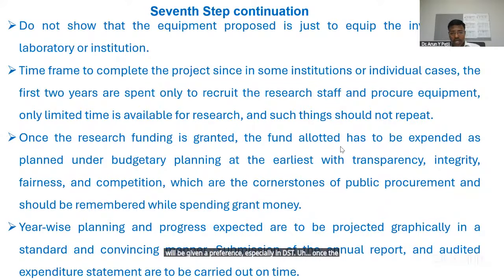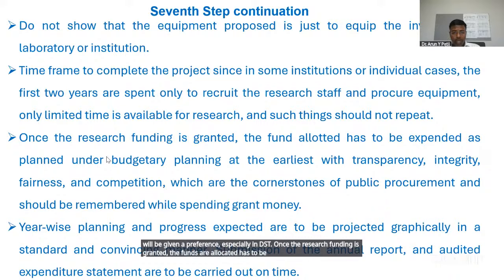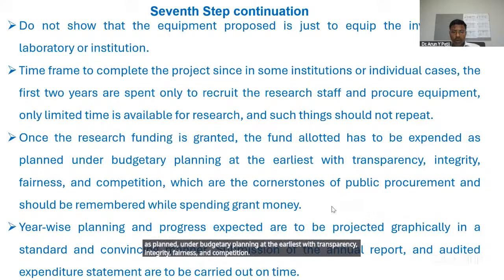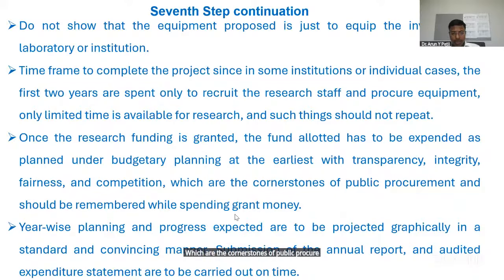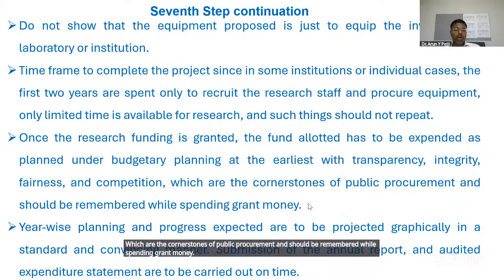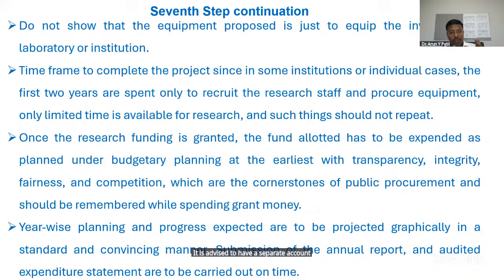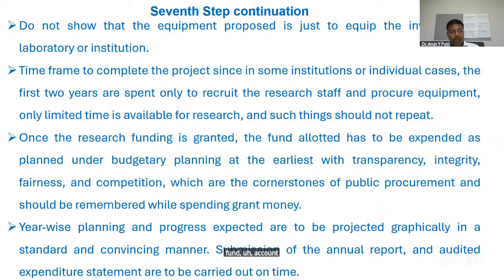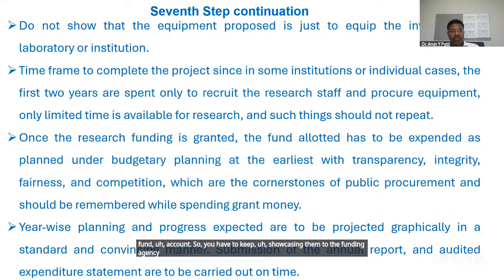Once the research funding is granted, the fund allocated has to be expended as planned under budgetary planning at the earliest, with transparency, integrity, fairness, and competition, which are the cornerstones of public procurement and should be remembered while spending grant money. It is advised to have a separate account for that and maintain it on a continuous basis. Keep a track of it, as there might be some amount of additional interest gained by the fund account. So you have to keep showcasing them to the funding agency after every quarter.